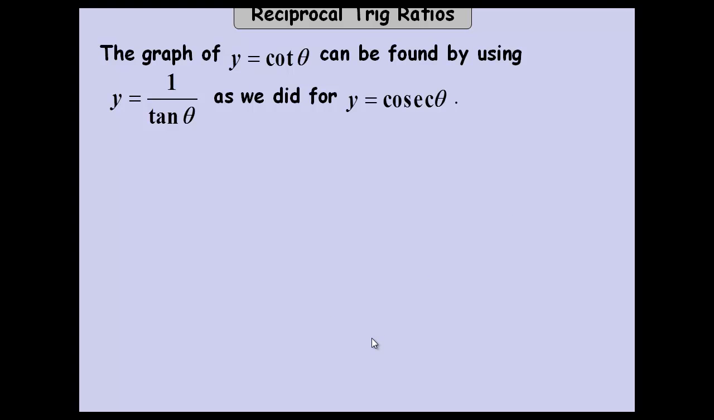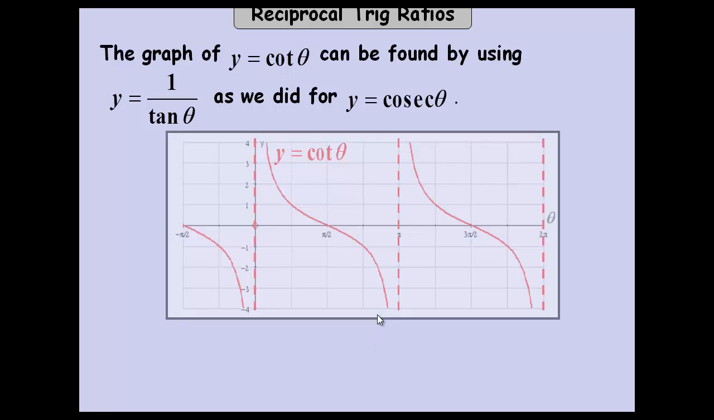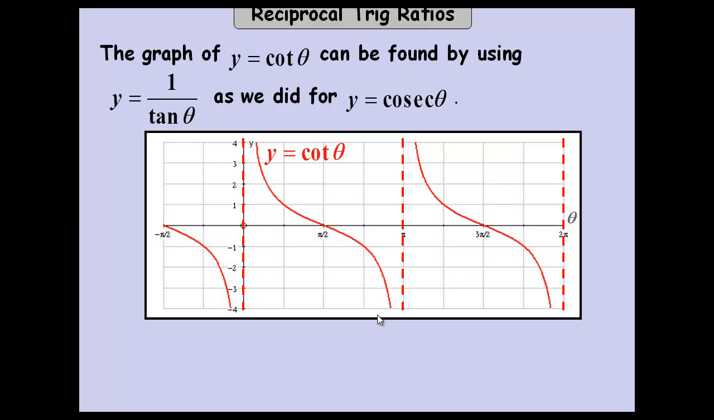Again, we've now got a method for finding the graph of cot theta. If we use a similar approach to what we did for the first graph, y equals cosec theta. Again, have a go. Pause the presentation and have a try. Okay, hopefully you got something that looked a bit like that.